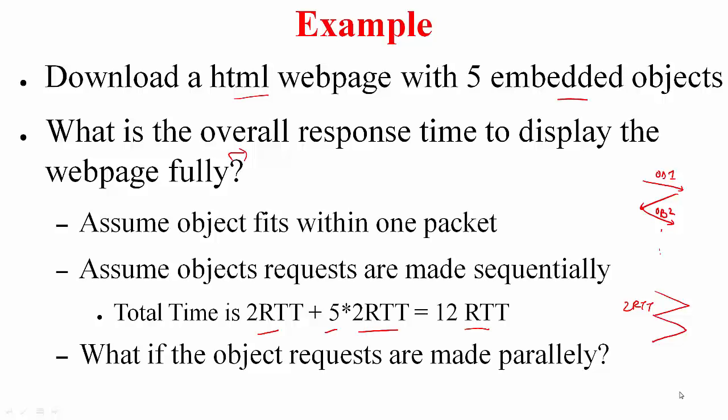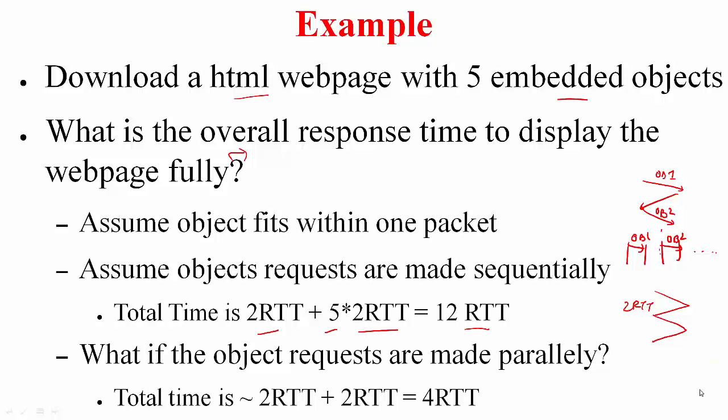What if the object requests are made parallelly? In other words, you first request the HTML web page, then you examine the web page and notice these 5 embedded objects, and you ask for these 5 embedded objects parallelly at the same time. So what do you think your overall response time in this case is going to be? Here for the base HTML web page, it is going to be 2 times RTT, and these 5 embedded objects, since they are going to happen parallelly, they're all going to take 2 RTT still. So your overall response time will be 4 RTT.